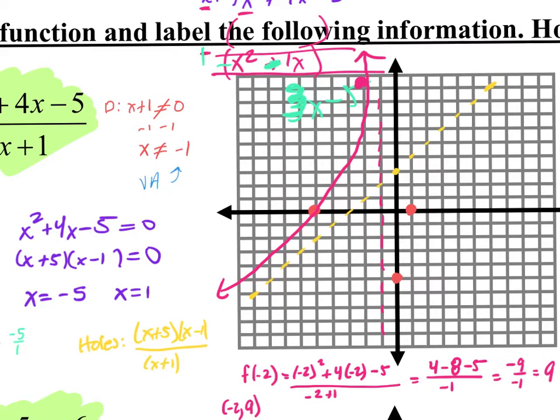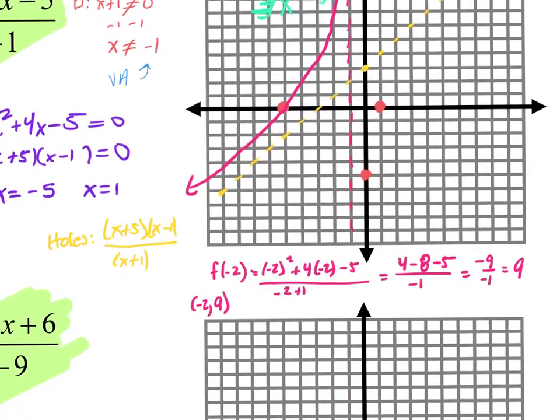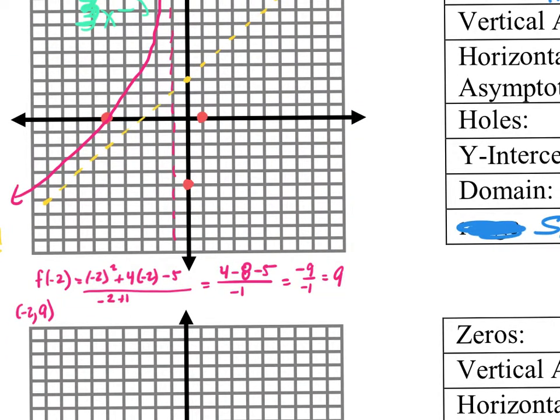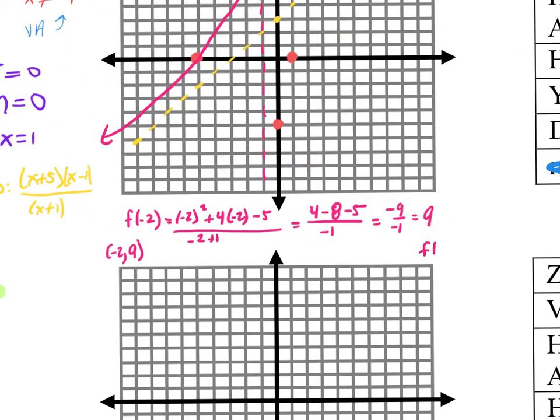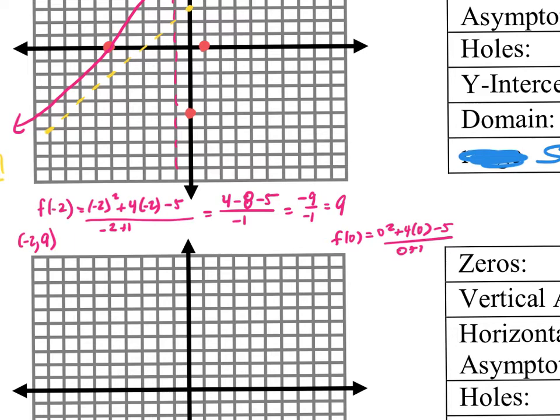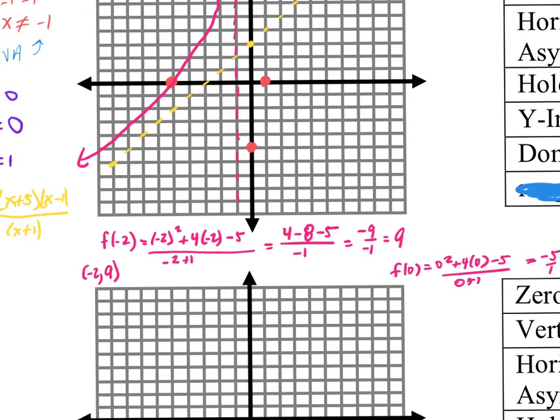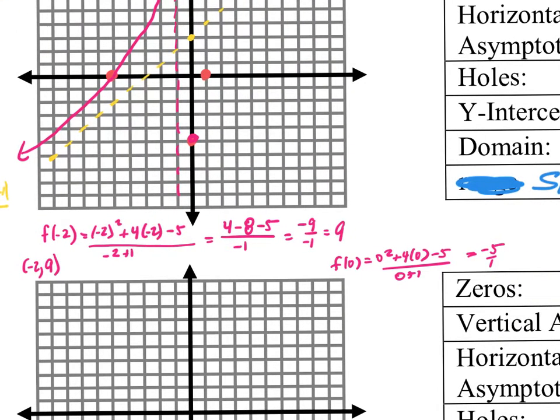0. Okay, you can do 0 if you want. If I plug in 0, f of 0, so I have 0 squared plus 4 times 0 minus 5 over 0 plus 1, right? Well, that is going to end up being negative 5 over 1, right? We already found that one. So let's pick another one. Just to make sure. I just want you guys to make sure. Okay, 2. That's fine. So f of 2.